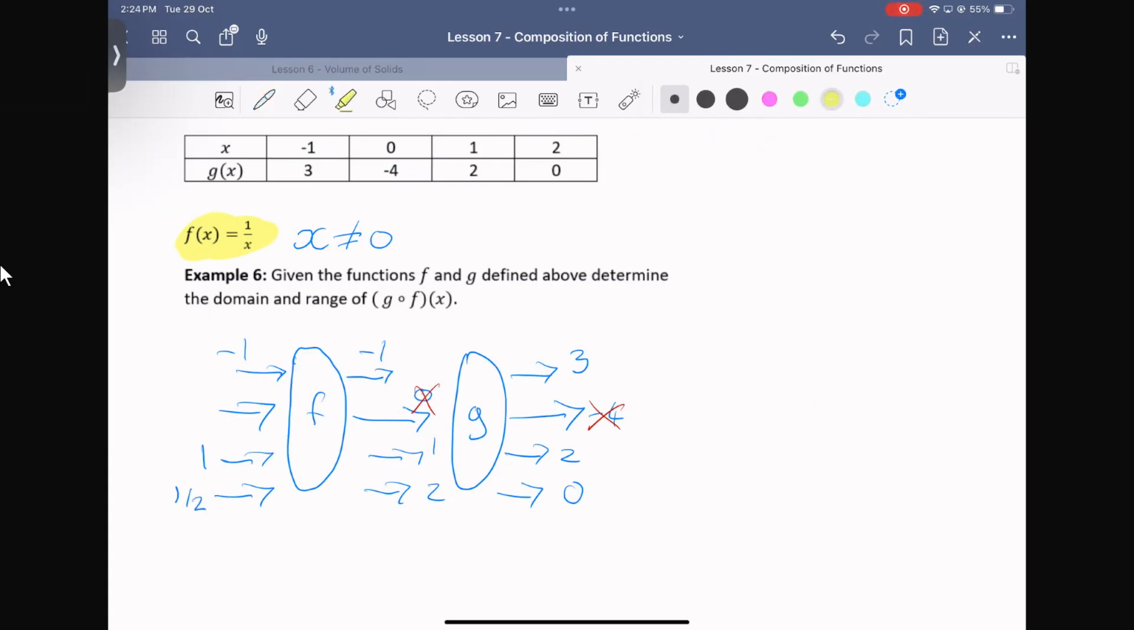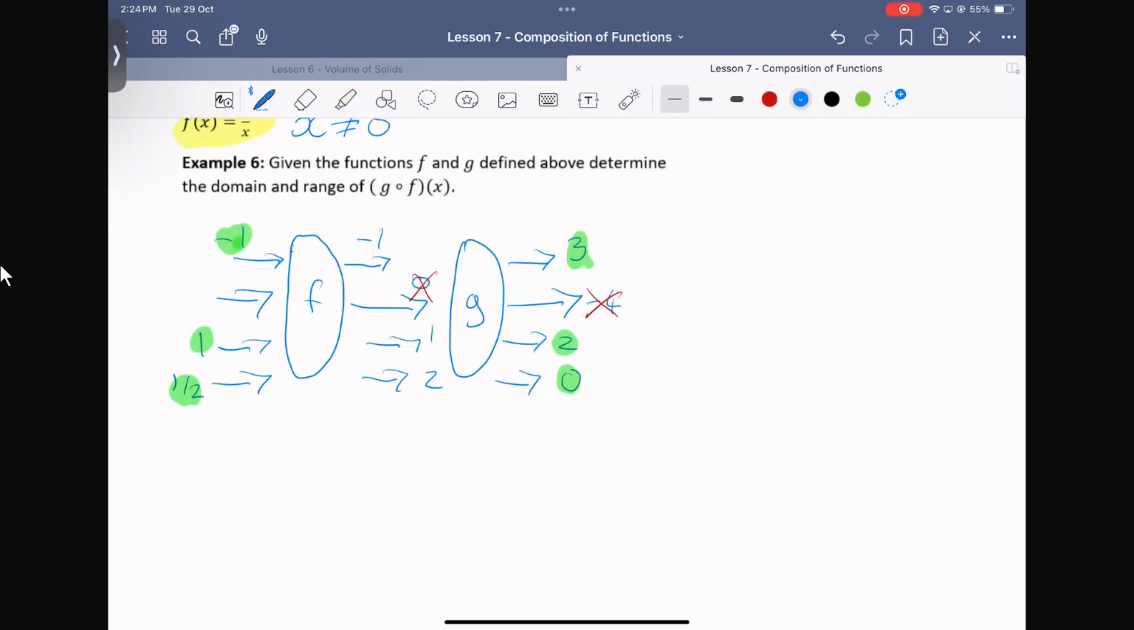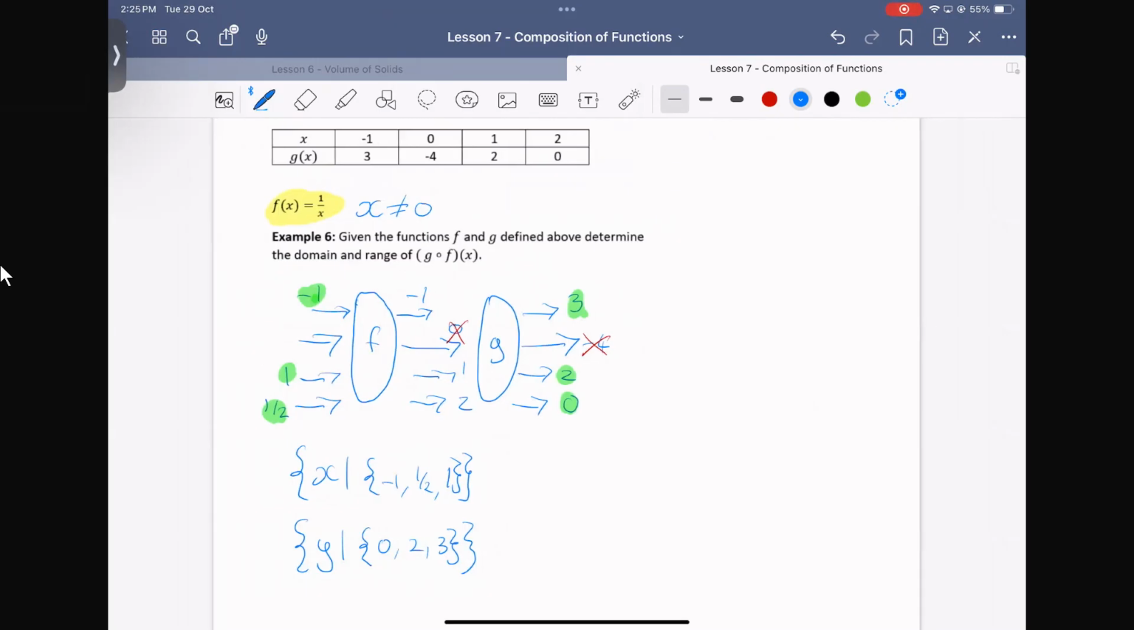Okay. So this is our range, and this is our domain. These are the only values that are going to come through and work. So the domain is going to be given as a discrete set of values: -1, a half, and 1. The range is also going to be a discrete set of values: 0, 2, and 3. Here is our domain and range. From this table, we get this in our range, but we don't get that.